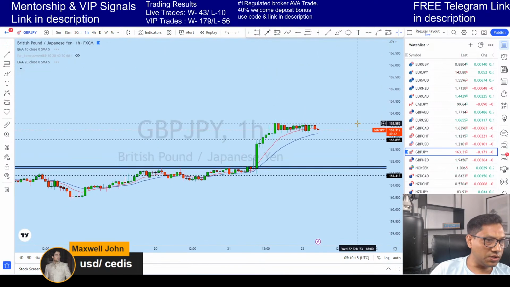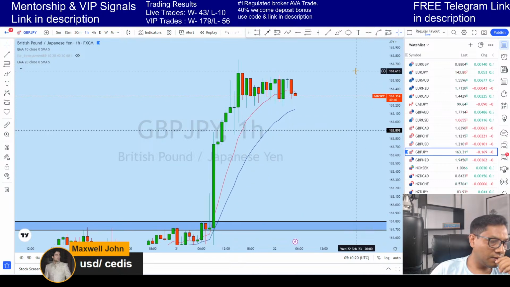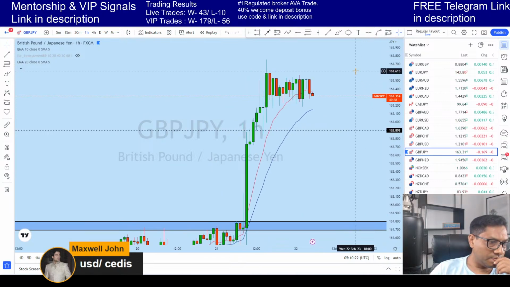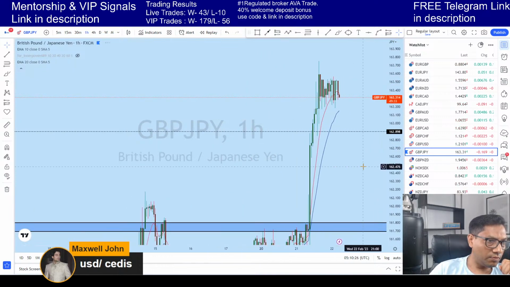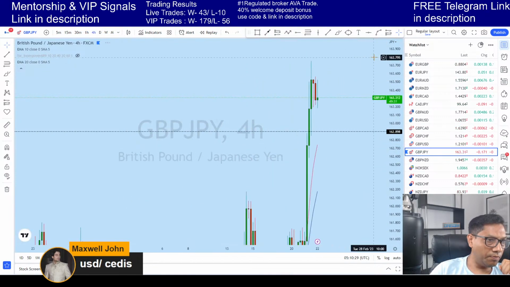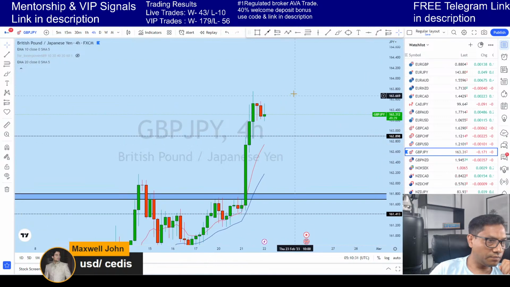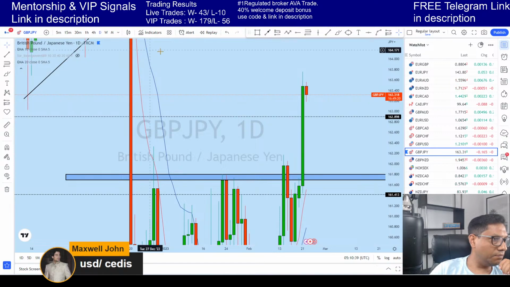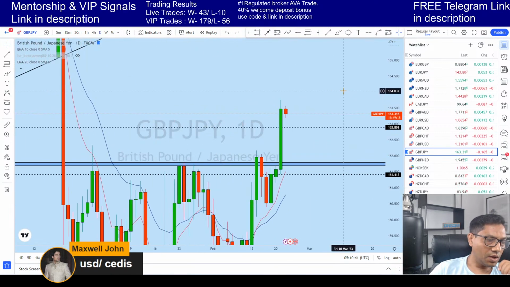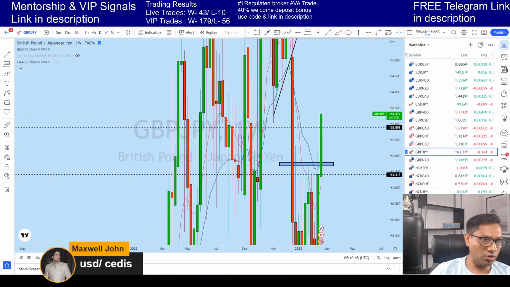GBPJPY, but we see that this market is also trying to, it's consolidating at the top. GJ, if we look at the bigger picture, this is the daily, this market might also be slowly coming down. It is highly likely this market will also drop.